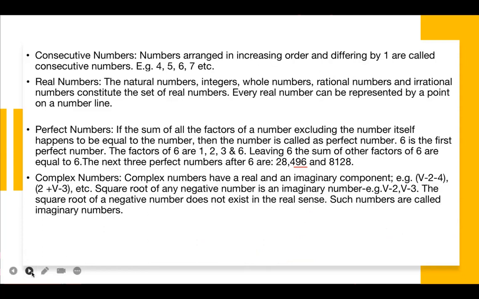Complex numbers. A complex number is like 2 plus root 3, 2 minus root 3, or 2 plus root of minus 3. These are complex numbers. See, 2 plus root of minus 3: we cannot find the square root of a negative number. In reality, we don't have square roots of negative numbers. So such numbers are called imaginary numbers.